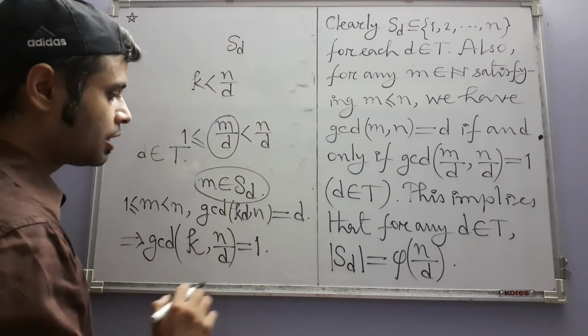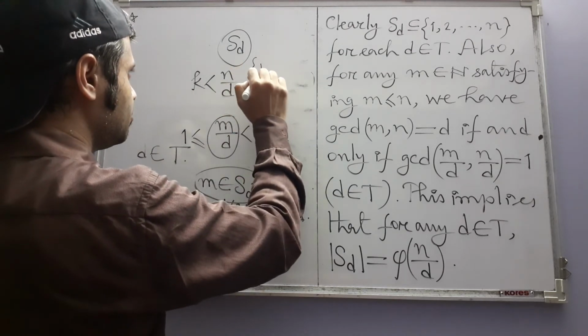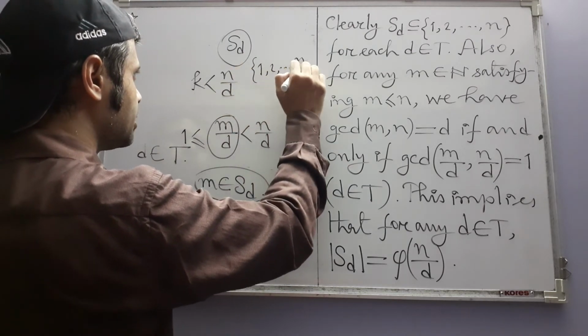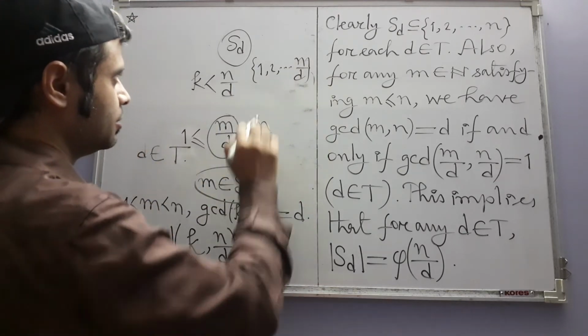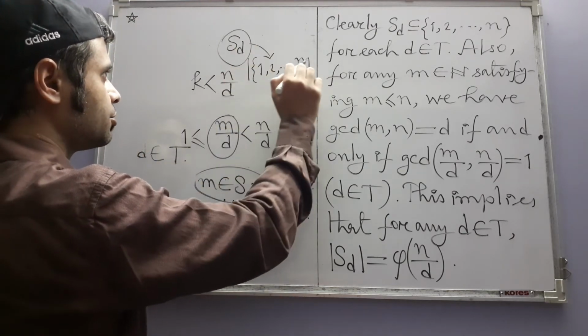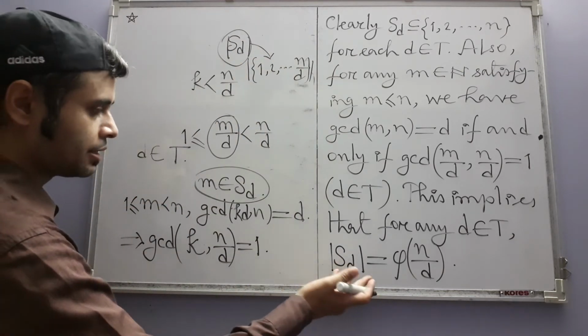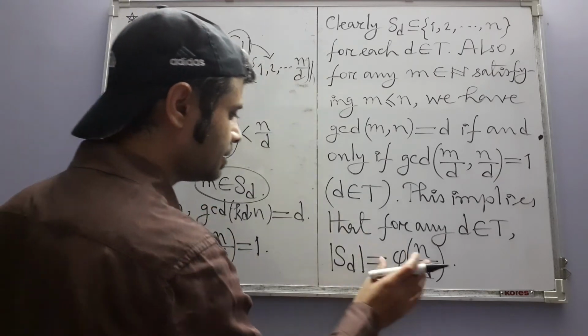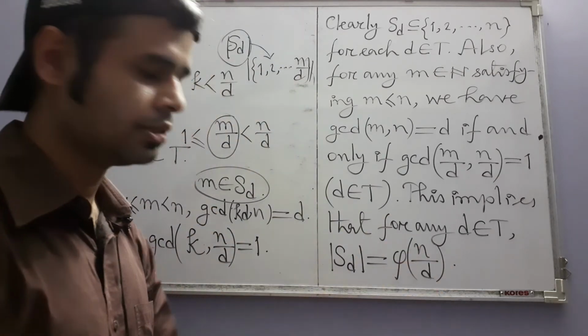So what we have been able to show is that there is a one-to-one correspondence between this set and the set of positive integers which are less than N by D and relatively prime to N by D. So their cardinalities should be equal. Now the cardinality of SD is what it is, and the cardinality of this thing is this. Okay, so that's how we have this.